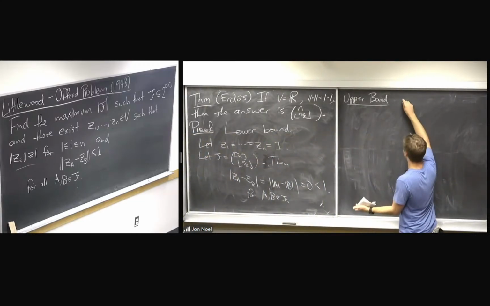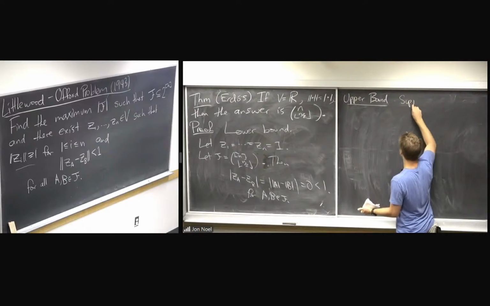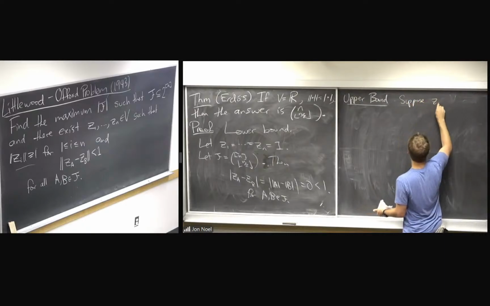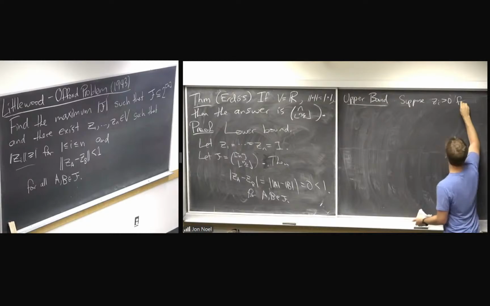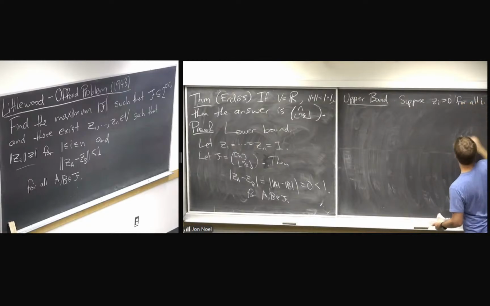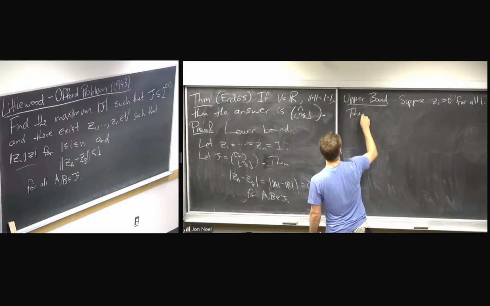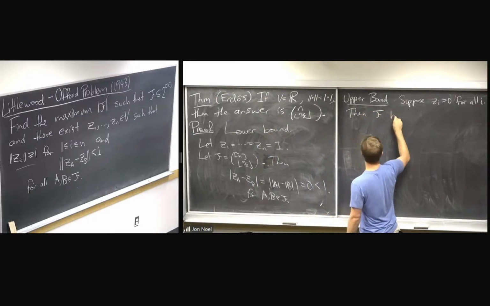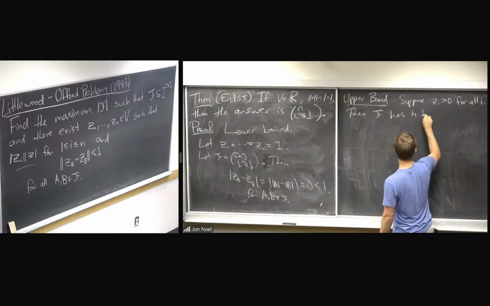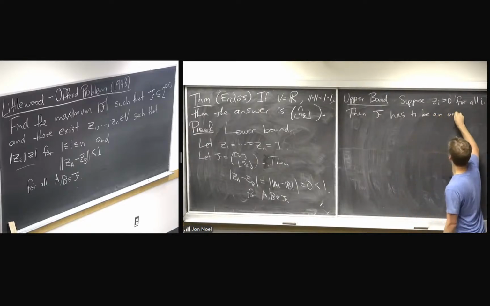So suppose the numbers were all positive, right? It might seem like it's unlikely to happen, but let's just suppose we're in this ideal situation that the numbers are all positive. Well, then I claim F has to be an anti-chain. In this case.